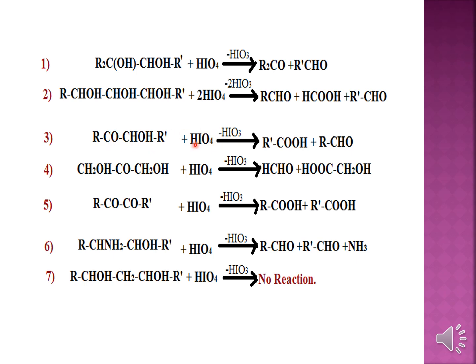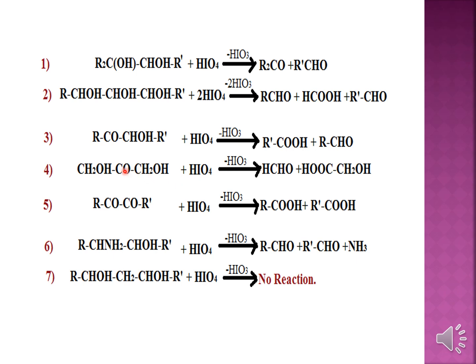Again here, one molecule of your periodic acid you are taking, and here is the breakage. RCO is oxidized to your RCOOH, and then this CHOH will convert into R dash. So first, what happens here is R dash CHOH is getting oxidized to your R dash COOH, and RCO is getting converted into RCHO.